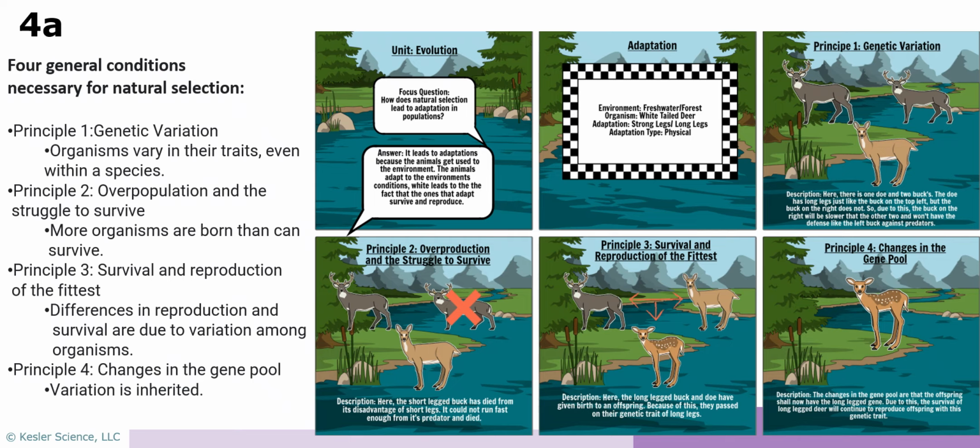There are four conditions that are necessary for natural selection to occur. The first condition is that there must be genetic variety. The organisms have to have some different traits in their genetics within the same species. The next principle is there's overpopulation and there's a struggle to survive. So there's more organisms born than can possibly survive based on the amount of food, water, and shelter that's in the area. And then there's principle three, survival and reproduction of the fittest. So the differences in reproduction and survival are because of the variation in the genetics.